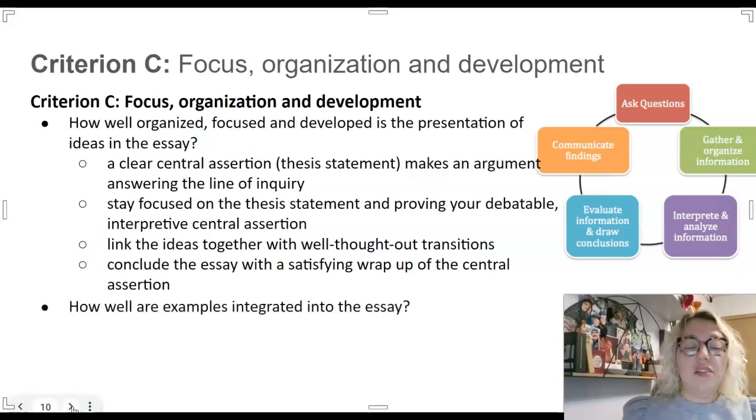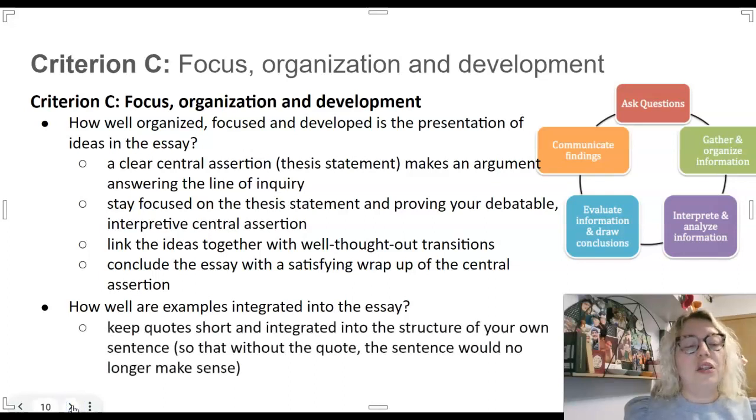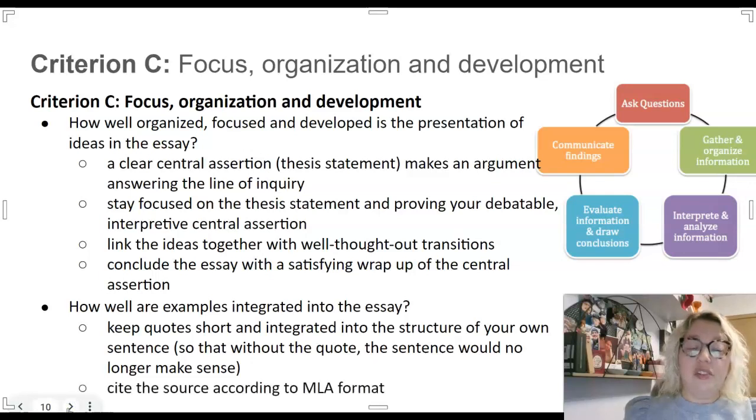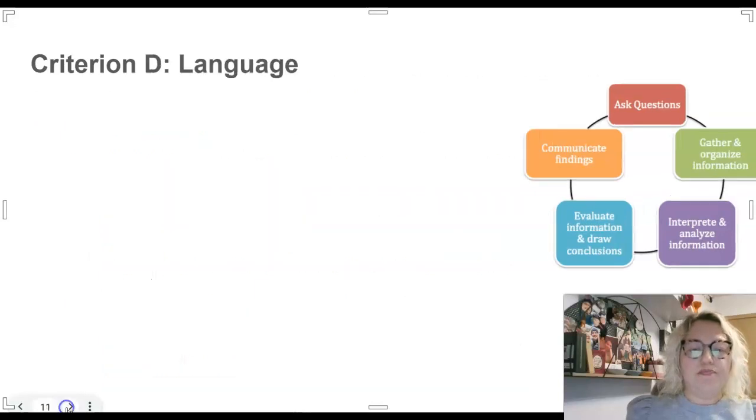The other question that's asked here is how well are examples integrated into the essay? And for a literary analysis, it's all about the quotes, and it's all about integrating them into the structure of your own sentence so that without the quote, the sentence would no longer make sense. So we'll work on that as well in this unit. And then you have to cite the source according to MLA format with a works cited page.